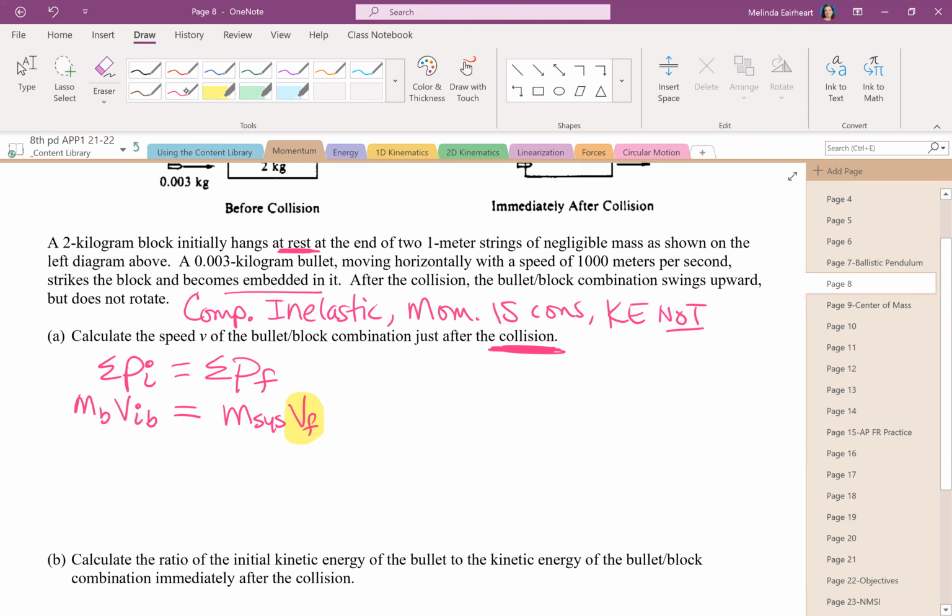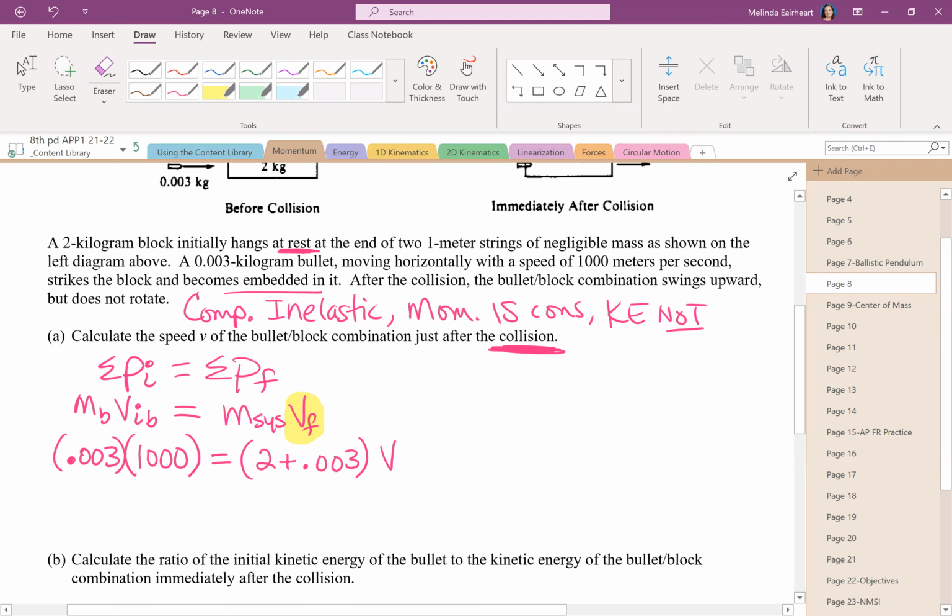And so this one is just a one step. We have all the other numbers. Mass of bullet, 0.003. Initially moving 1,000. Wow, how convenient. Move the decimal 3 places, right? Okay. And then the system, we got 2 plus 0.003. Not as convenient, but plug it in and let me know what you get.